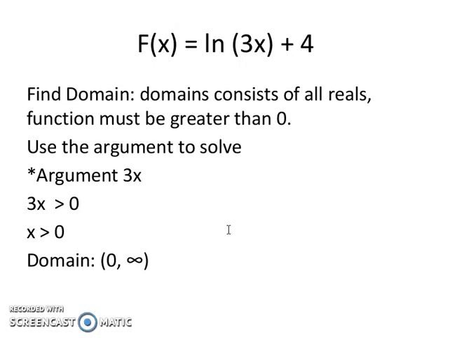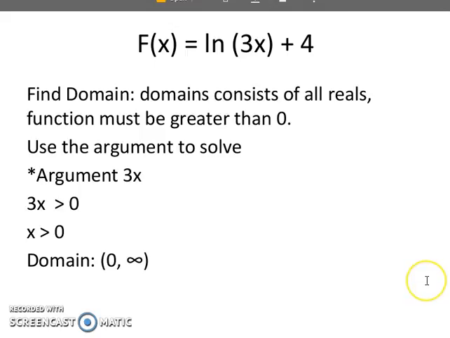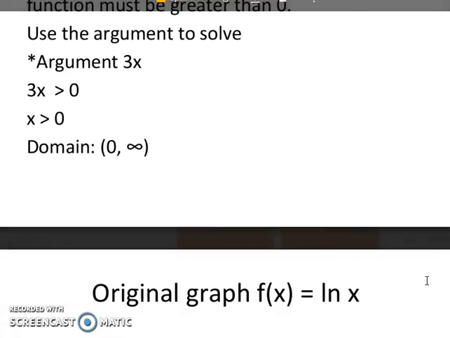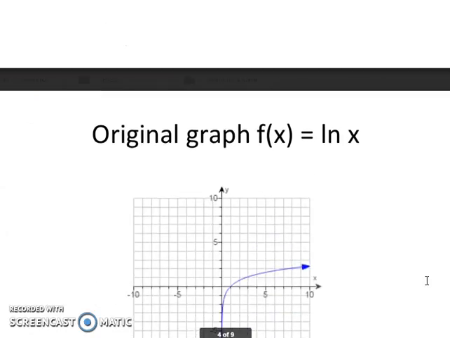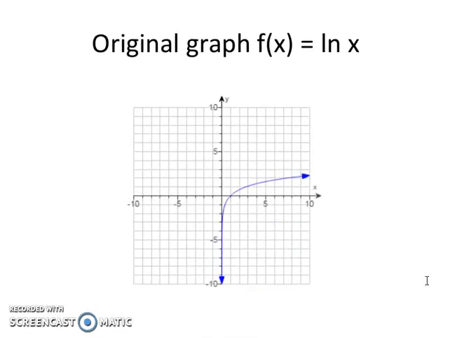Okay. Now, the next step is we want to graph the function. So our original function is f of x equals the natural log of x. That graph is right here. And if you remember, if you look on page 443 in your textbook, the original graph of a natural log has the points (1, 0), (e, 1), and (1/e, -1). Those points are on the graph. This is our graph of the natural log of x.